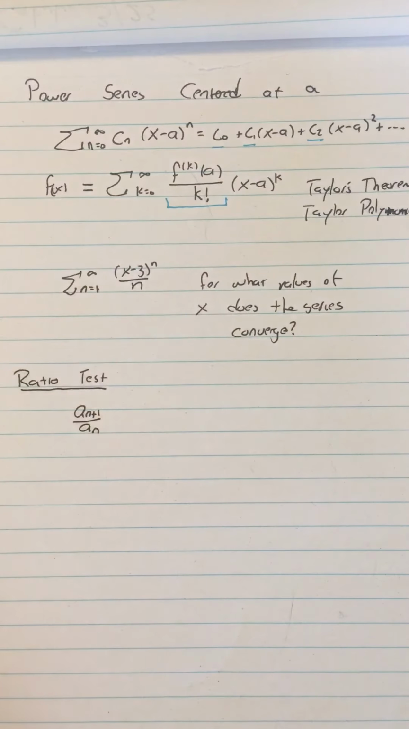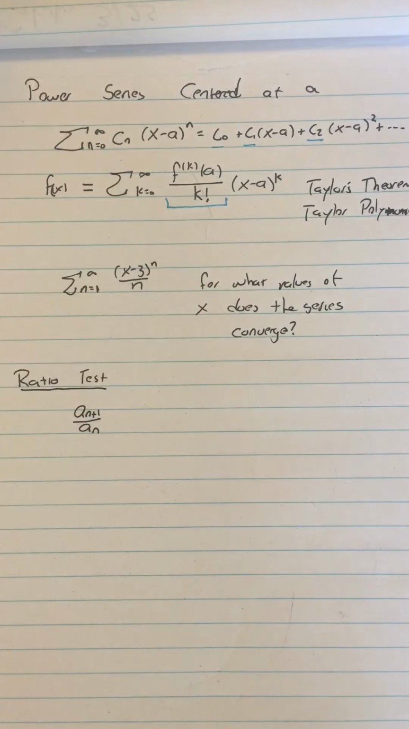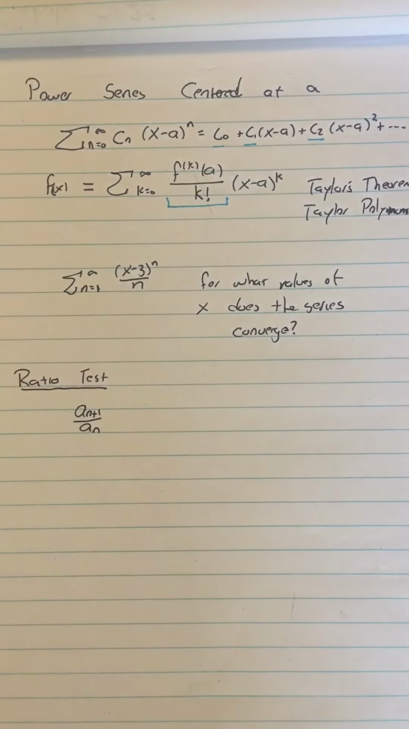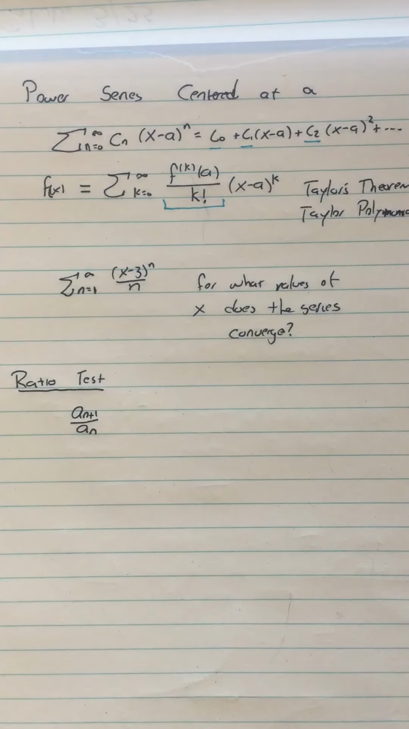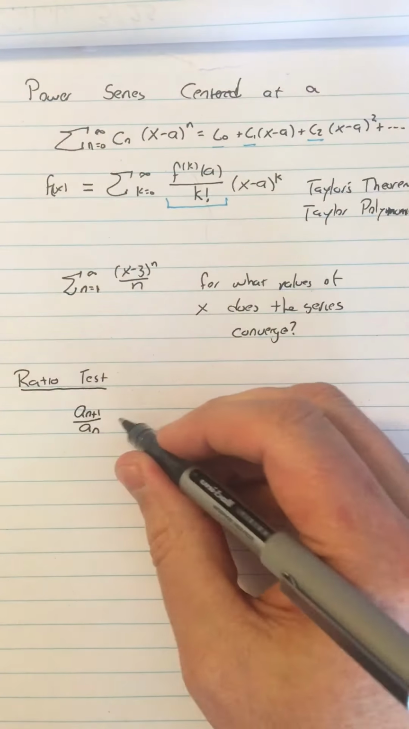So we're trying to answer this question: for what values of x does this sequence converge. We're starting with the ratio test, looking at a sub n plus 1 over a sub n, and then we're going to take the limit of the absolute value. So let's look at what that is.